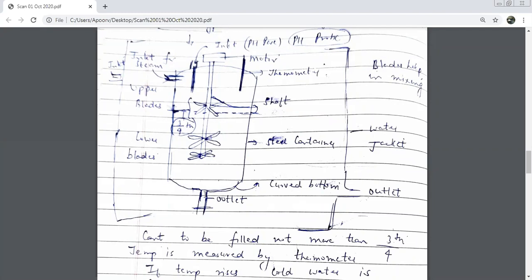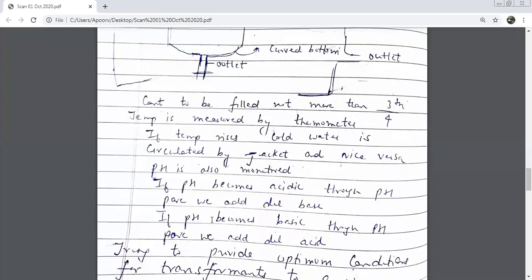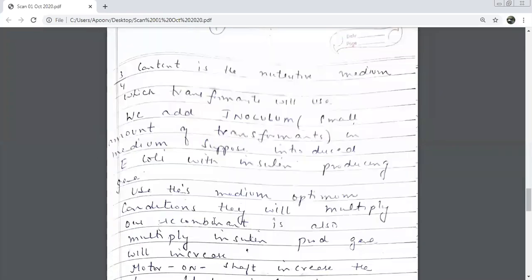What is this point called? Outlet. So we are going to remove this. Temperature सब check हो गया. Now we have already added an inoculum. I told you over here. What was the inoculum in this case I took? It was E. coli. E. coli which had which gene? Insulin producing gene.